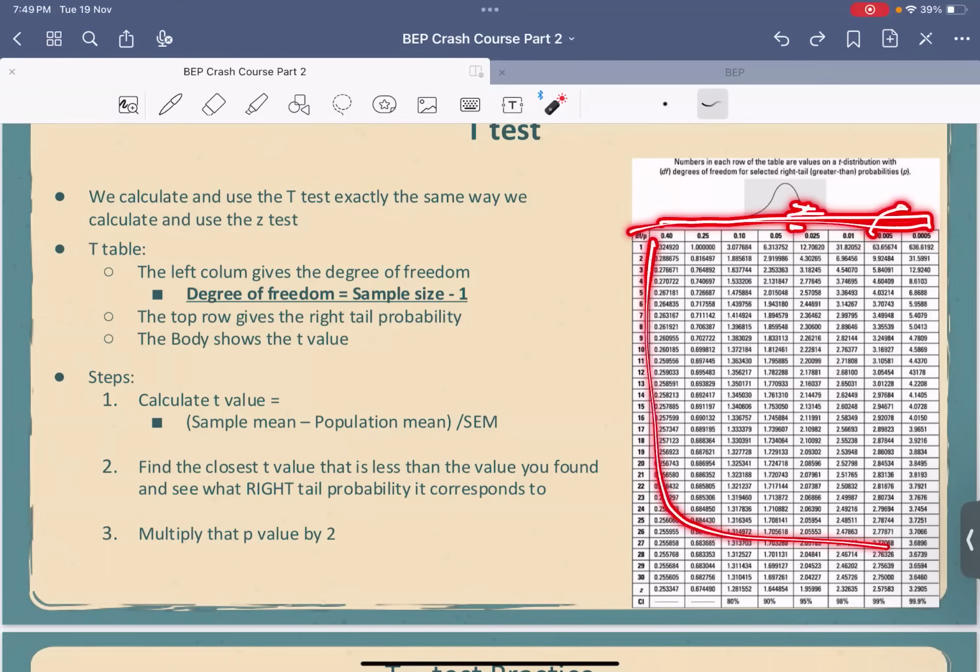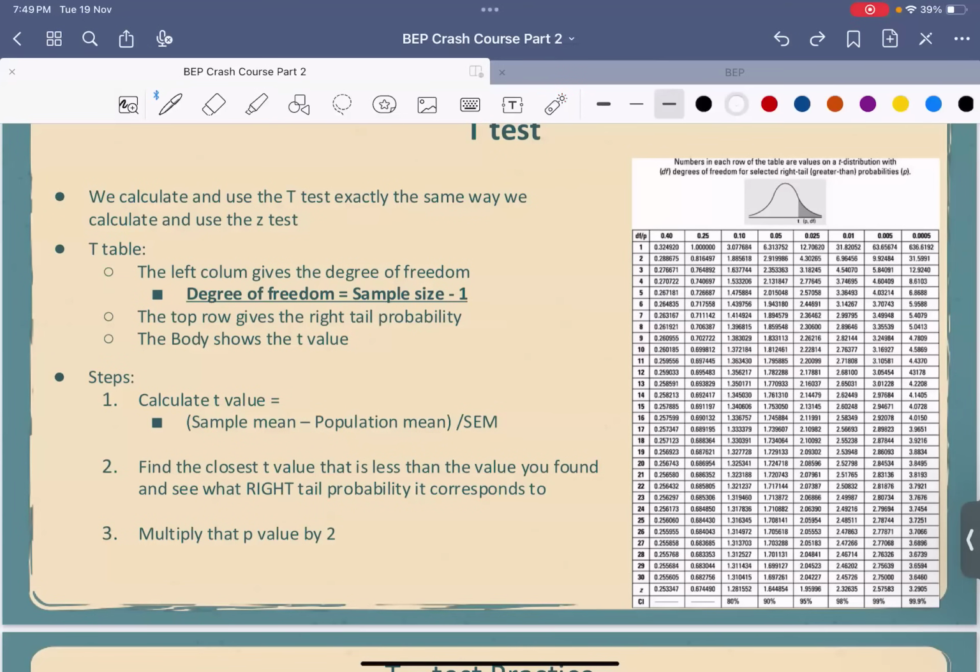And in the middle is the t value. But in the middle, we call them the minimum t values. They're not actual t values, they're minimum t values. And why do I focus on this point? I'll show you in a minute, okay?